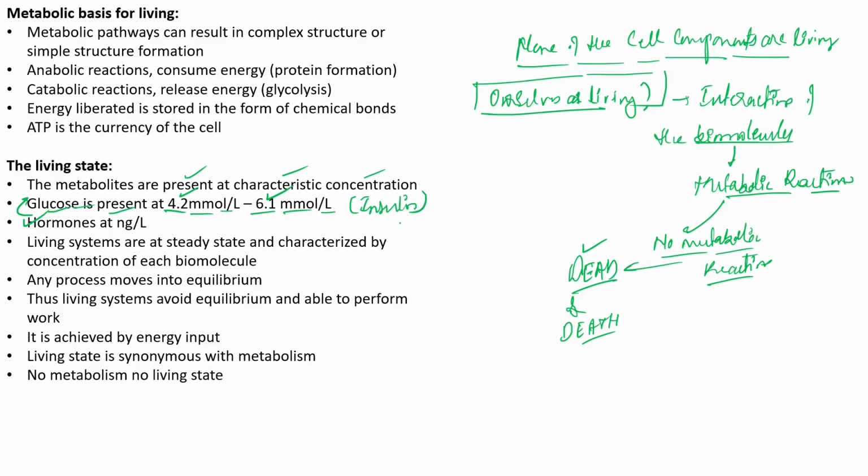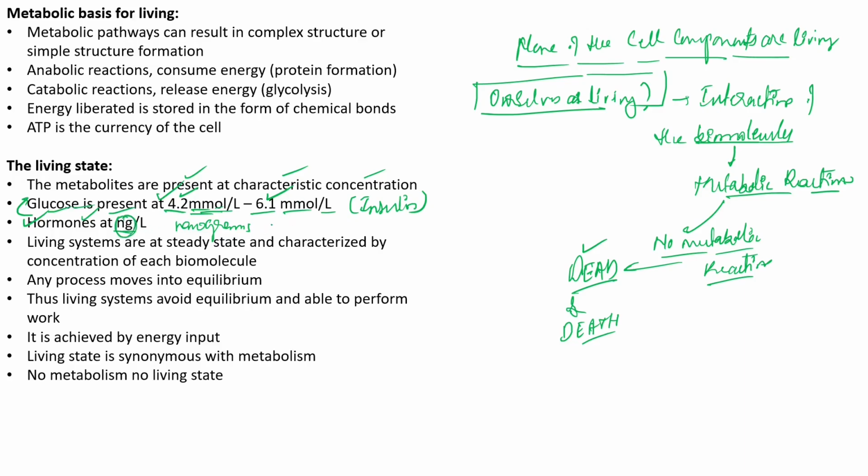But if you consider the concentration of glucose present in the blood and the concentration of hormones present in the blood, don't you think there is a huge difference? Ng stands for nanograms. So the concentration of glucose is around millimoles per liter, but the concentration of hormones is even less than that. It is in the nanograms.